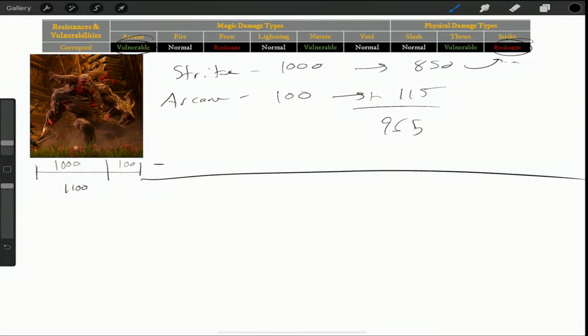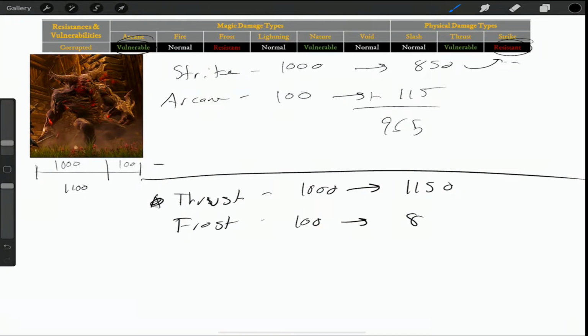Again, let's look at it the other way. Let's say we have a thrust and frost. This would be like a frost bow. We have 1,000 damage turn into 1,150, and we have 100 damage turn into 85. This gives us a total of 1,235, which is not as bad, but again, slightly off the best case scenario.